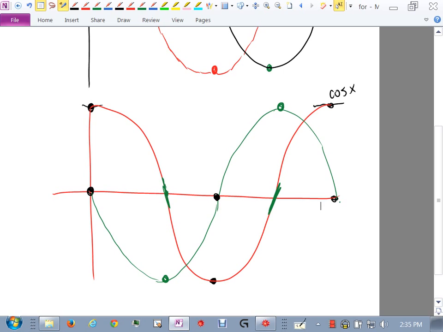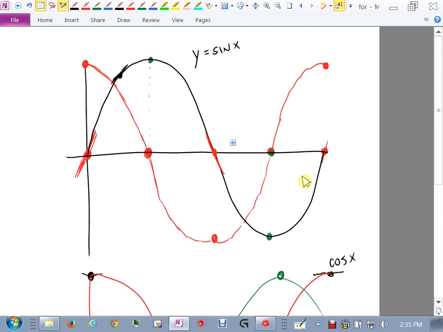Now it becomes a little more complicated when you go into the other trig functions, like tangent and how it's connected to secant squared. But with sine and cosine, it's relatively easy to see the connection between the function and its derivative.